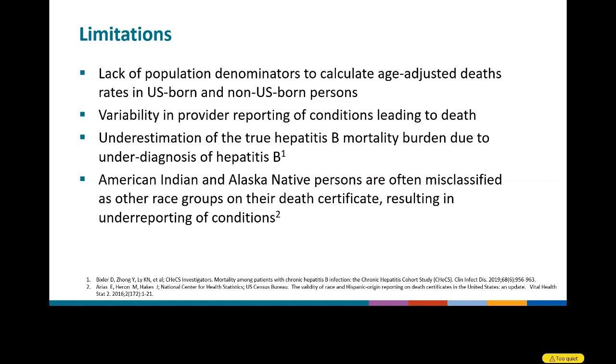that Kathleen alluded to earlier by D. Bixler, I believe showed that about 20% of all cohort B patients who died had hepatitis B listed on their death certificate. But of the hepatitis B patients with known liver disease, only 40% of those were listed. So we know it's underreported, under-ascertained. The other thing to mention is that American Indian and Alaska Native persons are often misclassified as other race groups on their death certificate, which results in underreporting of conditions.